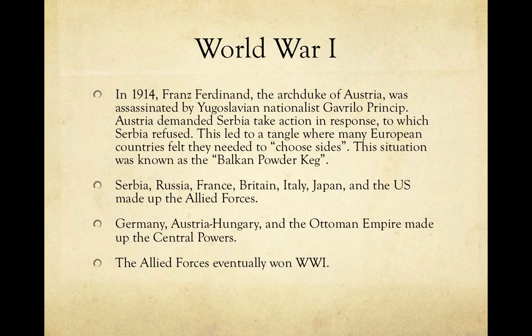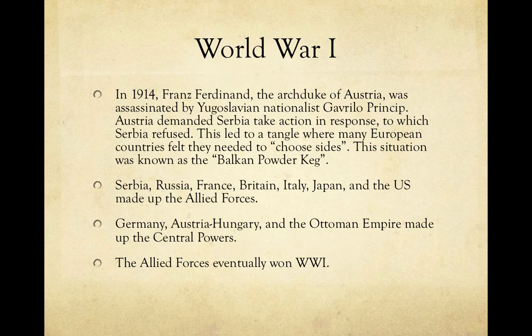World War I. A Farewell to Arms takes place during World War I. So it's important that we get a little bit of background information. In 1914, Franz Ferdinand, the Archduke of Austria, was assassinated by Yugoslavian nationalist Gavrilo Princip. Austria demanded that Serbia take action in response, to which Serbia refused. This led to a tangle where many European countries felt they needed to choose sides.